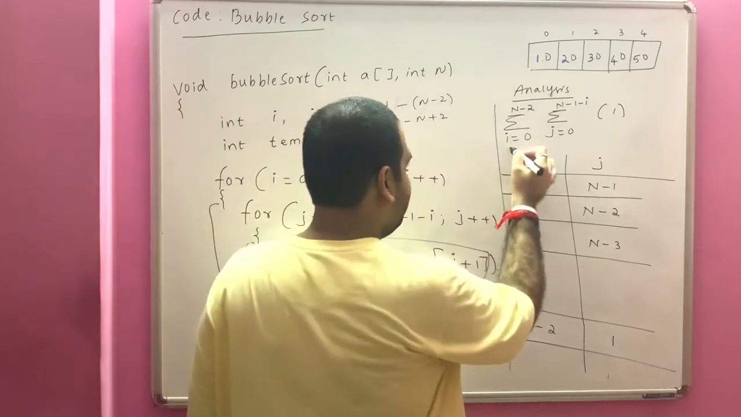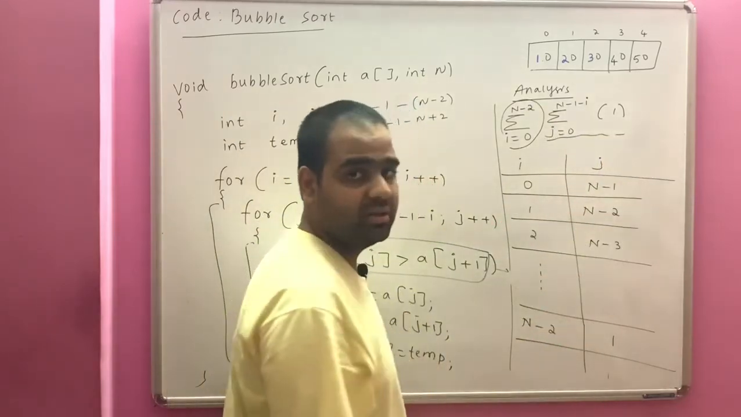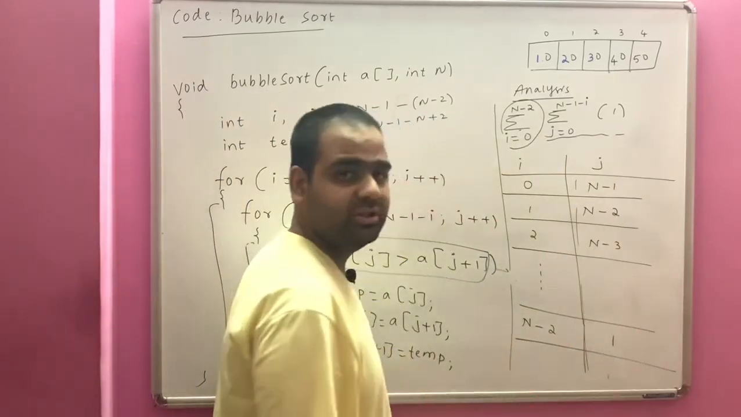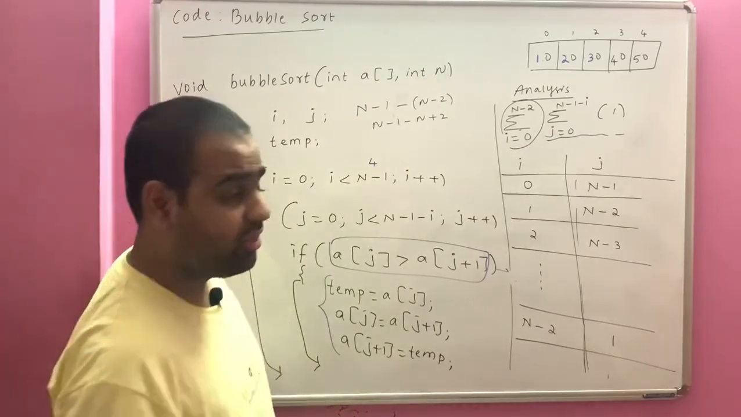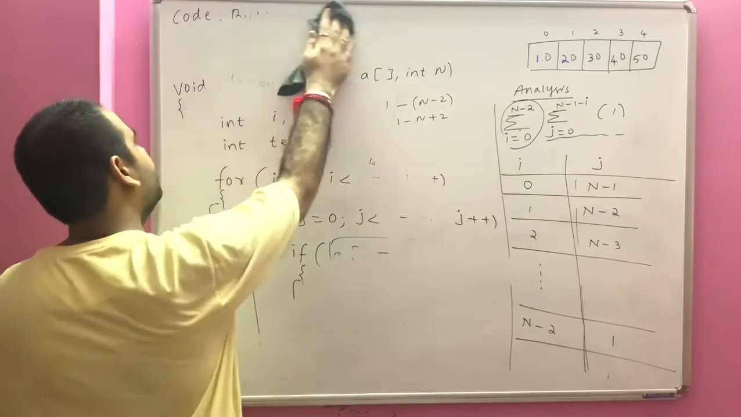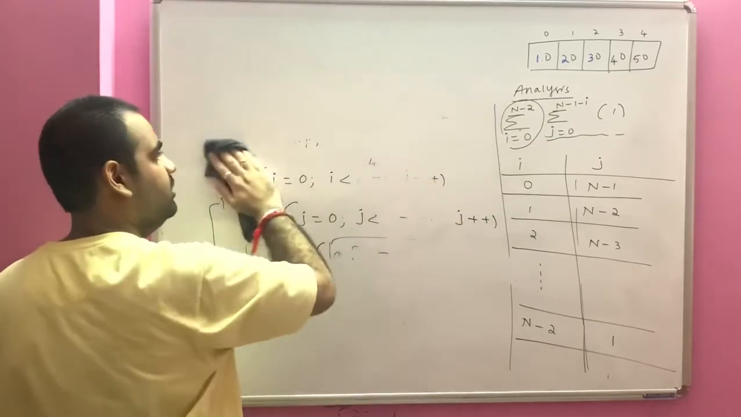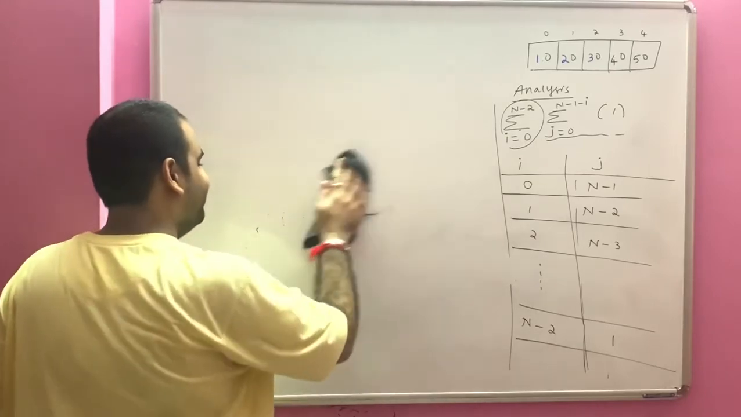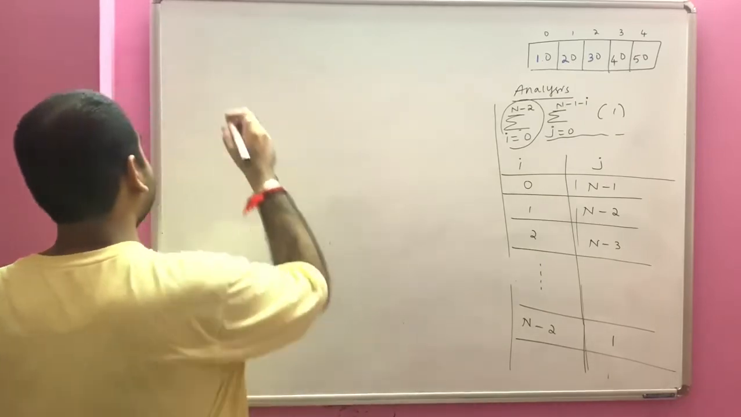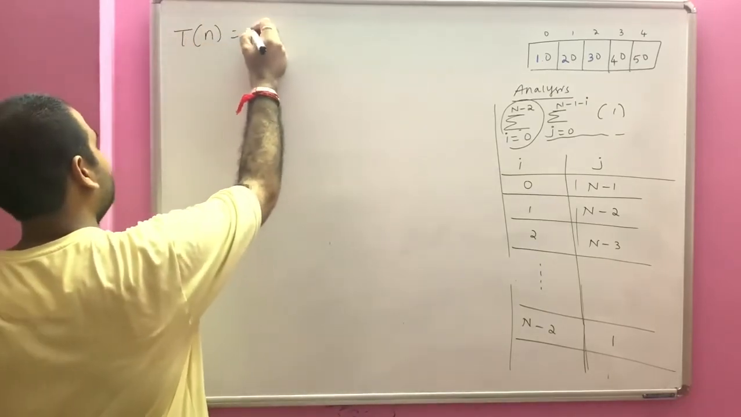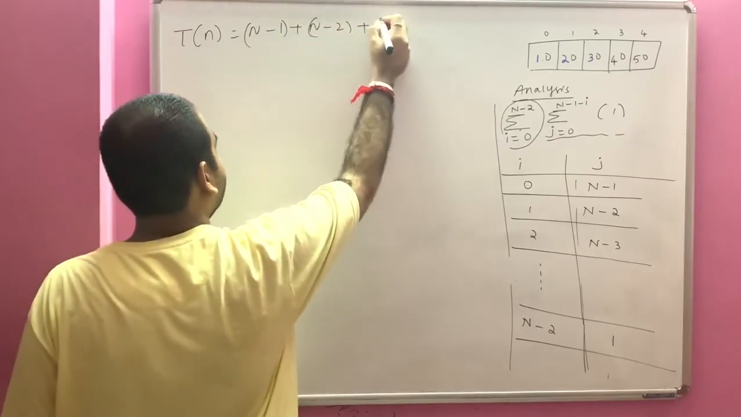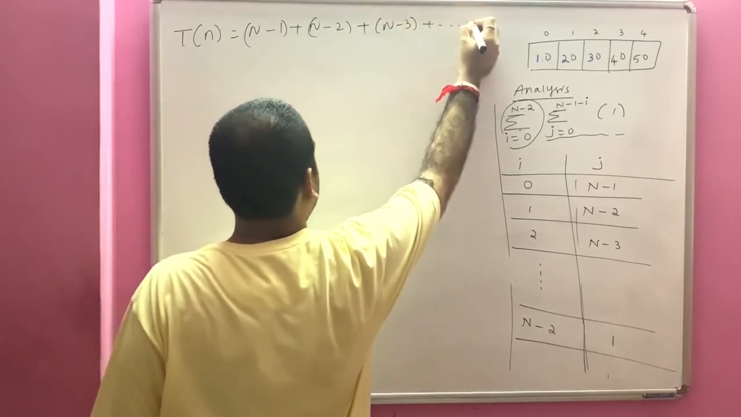Therefore, when i is 0, we have taken this part for each value. That means I need to apply summation on this part. Now, if I apply the summation on the jth part, what do I get? I hope you have written this. If not, pause the video here. I don't have that facility, but of course you will have it. Now, you have to add the jth column. If I add the jth column, T of n equals n minus 1 plus n minus 2 plus n minus 3 plus, and so on, up to plus 2 plus 1.